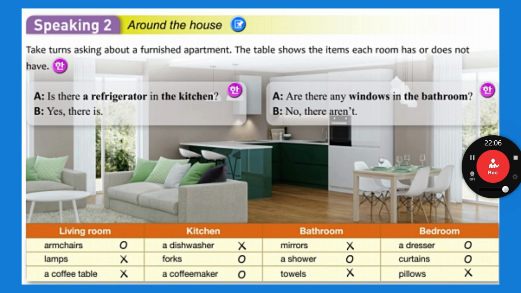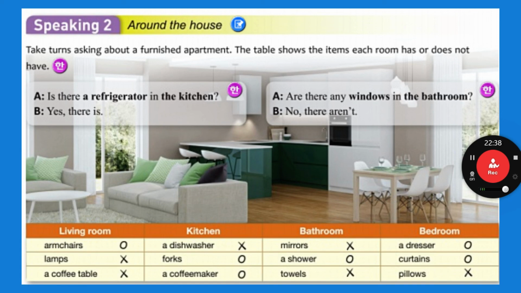Are there any mirrors in the bathroom? Sorry, no, there aren't. Let's do that one more time. Are there mirrors in the bathroom? No, there aren't. Is there a shower in the bathroom? Yes, there is. Are there any towels in the bathroom? No, there aren't.